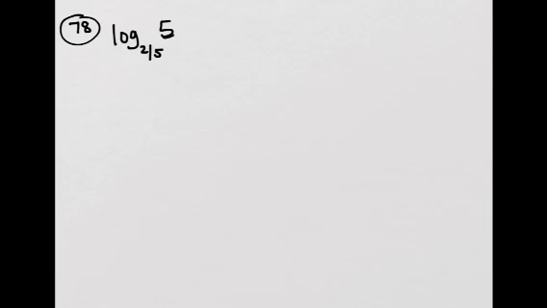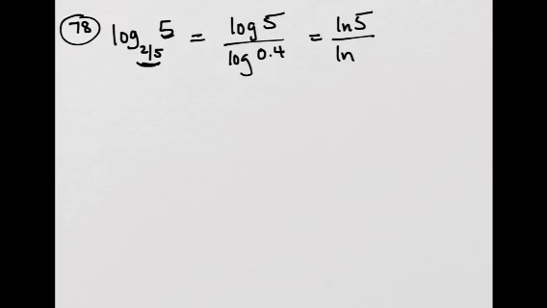Alright, so this is log base 2/5 of 5, and it says use the change of base formula because our calculators, remember, do not have that base, right? So we're going to say either log of 5 over log of, you can keep it as 2/5, but I would probably put it as 0.4, 2 divided by 5. It's easier to input into the calculator. Okay? Or you could put natural log of 5 over natural log of 0.4.